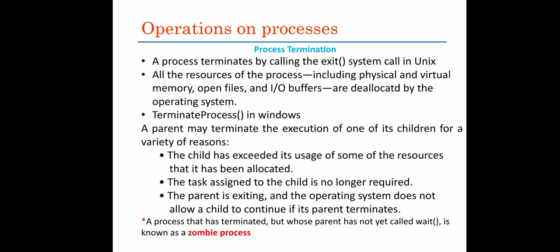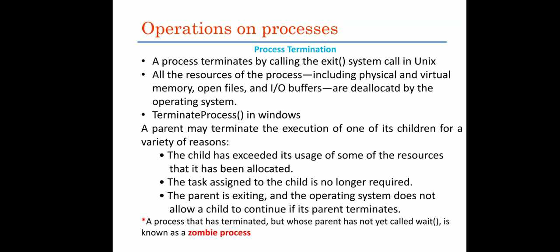Then one more important operation on the process is process termination. When you want to create a new process, you use the fork system call or CreateProcess function. When I want to terminate a process, I have to use some system calls. A process terminates by calling the exit system call in the Unix operating system. When there is an exit system call, what could happen?